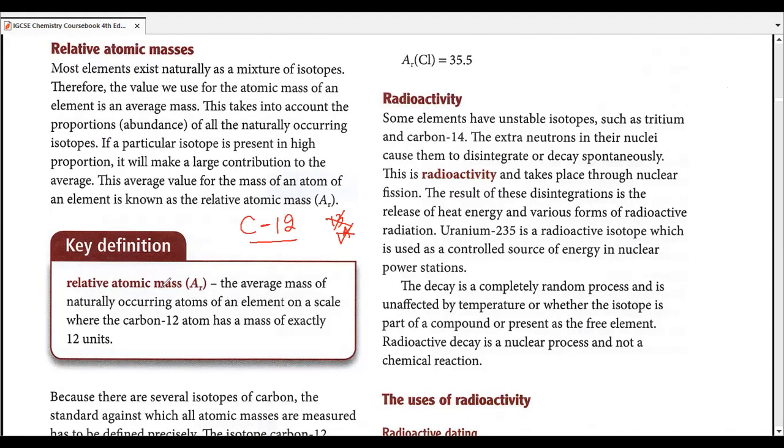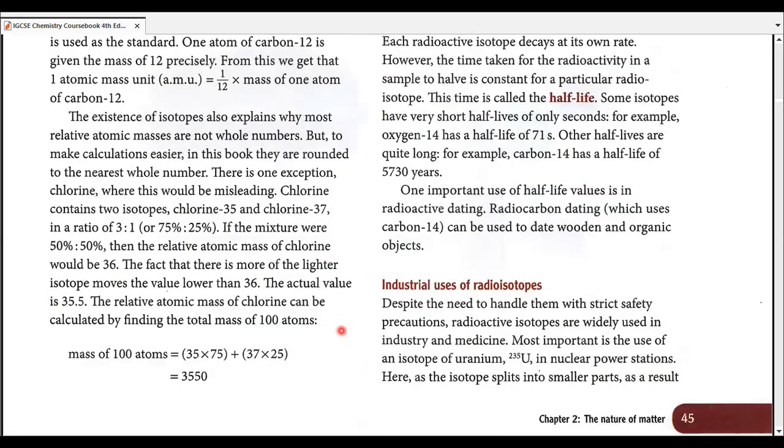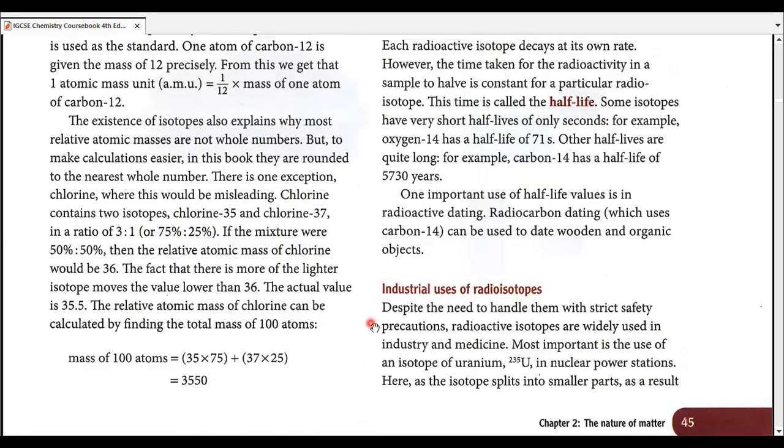So what do we do in relative atomic mass? Actually, relative atomic mass is the average mass of naturally occurring atoms of an element on a scale where carbon-12 atom is exactly a mass of 12 units. Since carbon-12 atom has exactly a mass of 12 units, because of this accuracy, we put it as standard. There are other reasons too, but we go with this reason alone at this point in IGCSE. But that's not the main concern. That's just the point I was trying to make to get you to calculate the relative atomic mass.